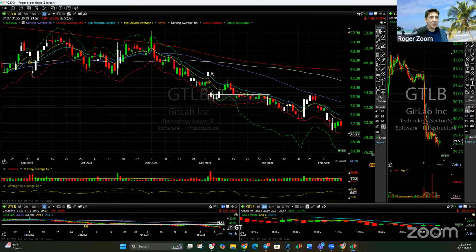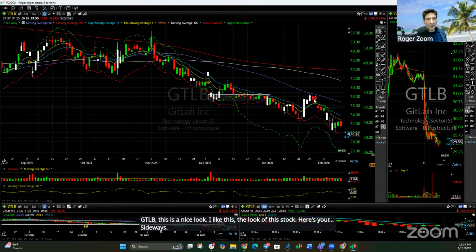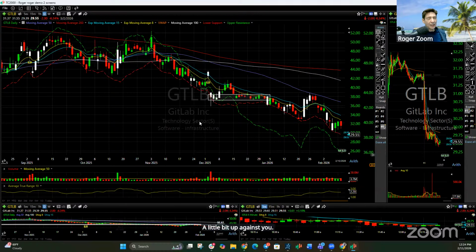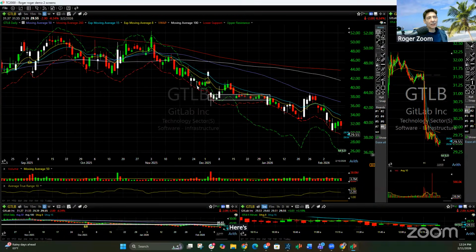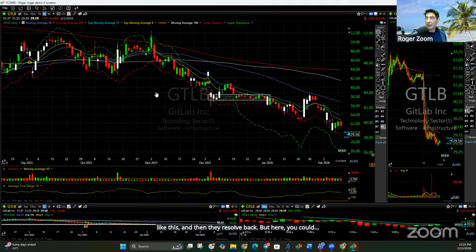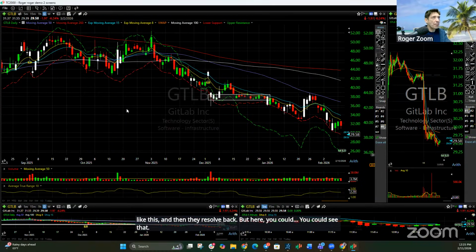GTLB, this is a nice look. I like the look of this stock. Here's your sideways, a little bit up against you, sideways. The best short-term trends are the ones that don't even go against the long-term trend. They just go sideways like this. Here's one that goes against it. They usually go against you a little bit like this, and then they resolve back. But here you could see that. Okay.